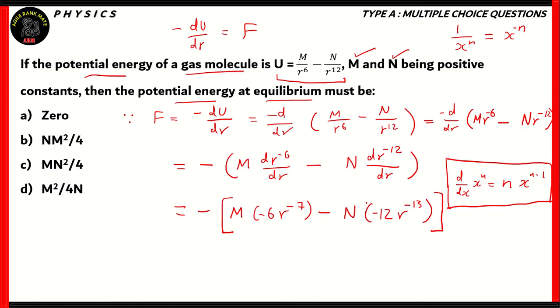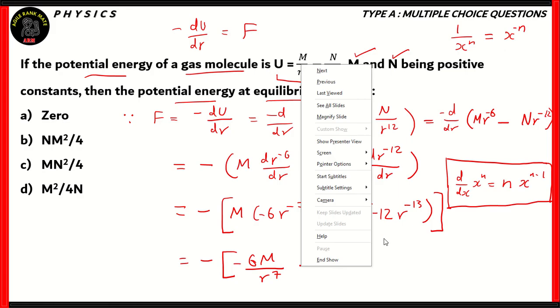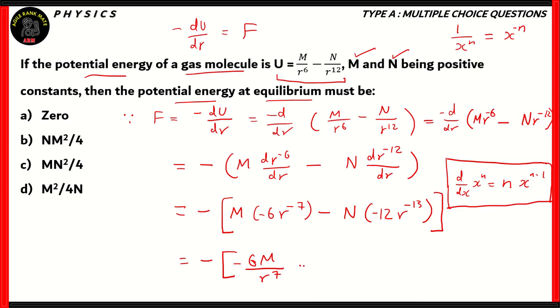So now that we have differentiated the two sides, let's work with the signs. So the minus outside the bracket still stays as it is. However, inside we now have minus 6m, and since it's r raised to minus 7, we can write that as 1 by r raised to 7. So the first term would be minus 6m divided by r raised to 7. Similarly, we have minus n times minus 12. So that in effect becomes plus 12n, and r raised to minus 13 becomes 1 by r raised to 13.